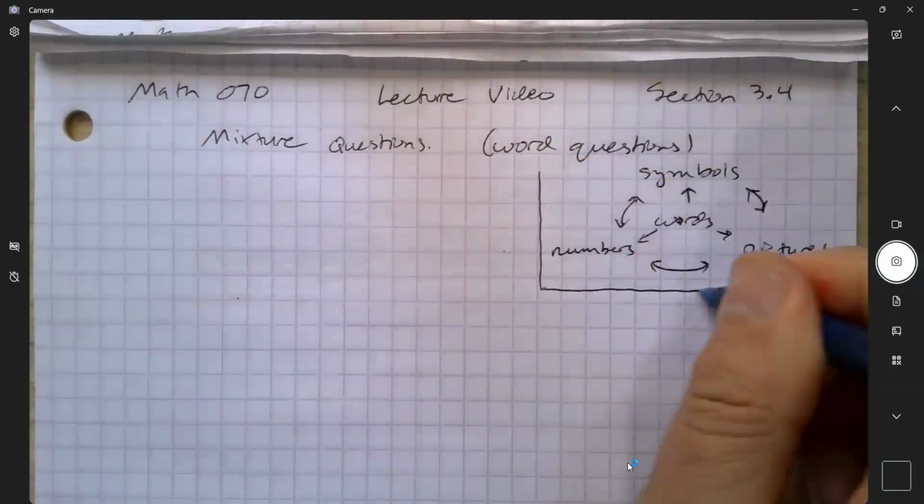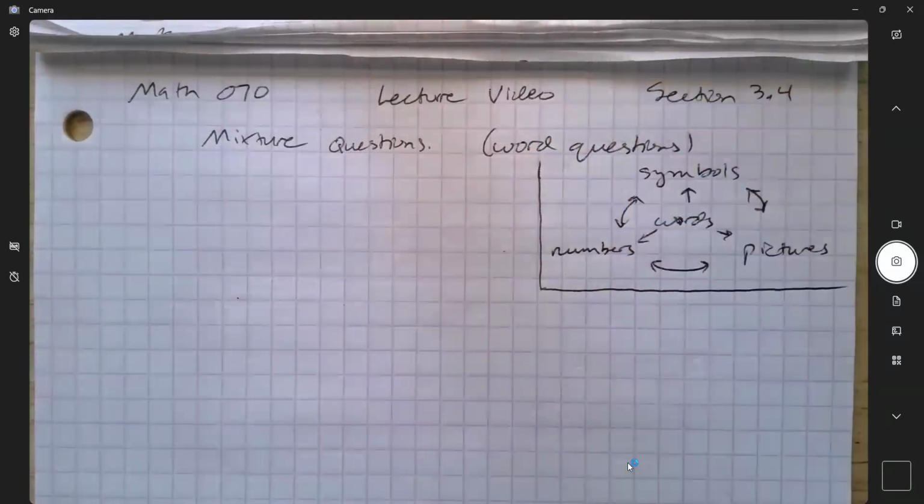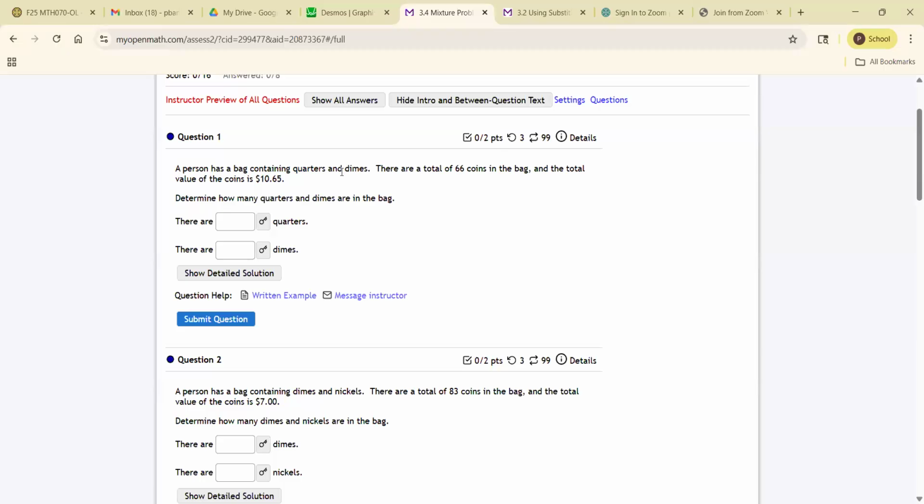In order to save me a cramped hand and handwriting, I'm going to share my screen on the homework, which has some of these questions, because it's easier to read them typed than it is to rewrite them all. So here's our first question. A person has a bag containing quarters and dimes. There are a total of 66 coins in the bag, and the total value of the coins is $10.65. And from these two sentences, we need to pull out information about how many quarters and how many dimes are in the bag.